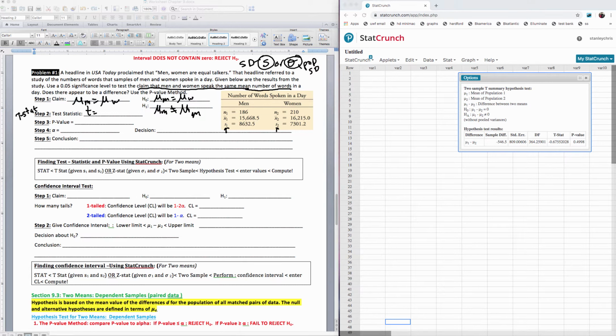Okay, so I got a t of, I'll just say, 0.68. I get a p-value of 0.4998. My alpha is 0.05. That's right here, let me show you. Now decision: we have to compare the p-value, which is 0.4998, to the significance level. That's greater. So this is going to be a fail to reject.